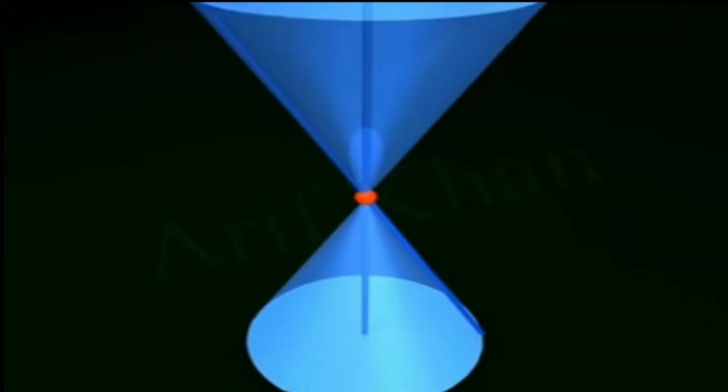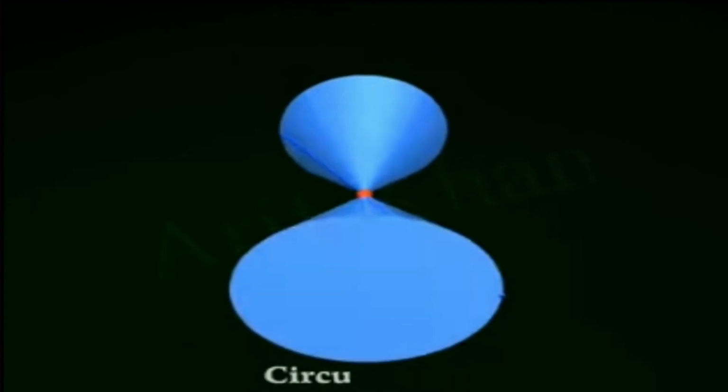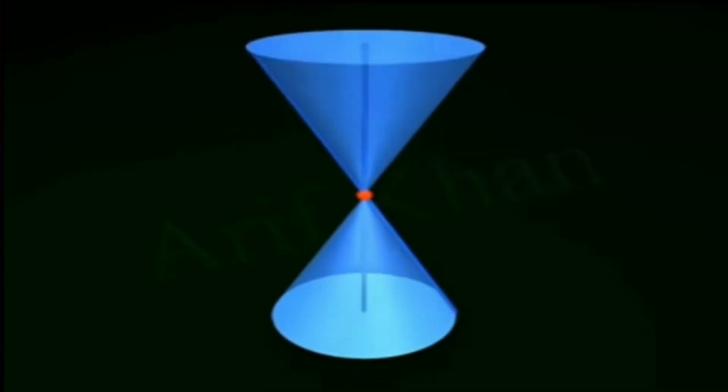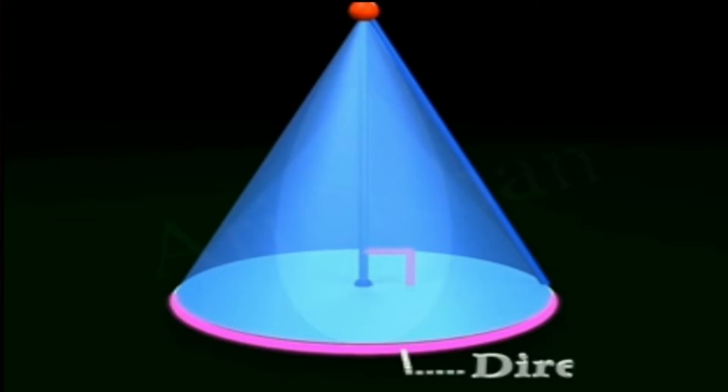The line that rotates about the vertex is known as the generator, and the line that remains fixed is known as the axis. A right circular cone has a circular base, and its axis is always a perpendicular line from the center of the base to the vertex. The perimeter of the base is known as the directrix.